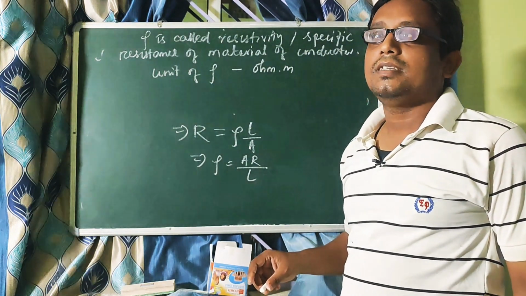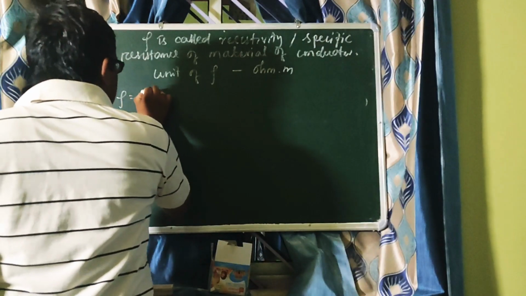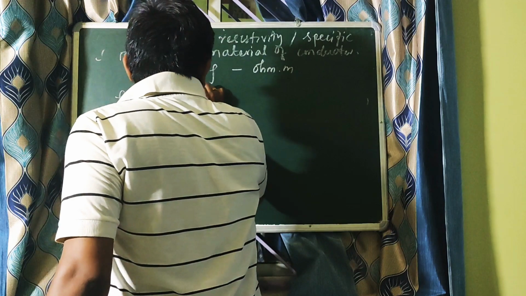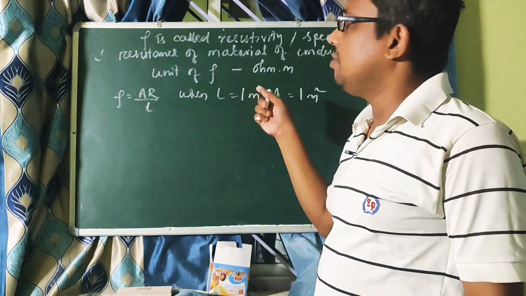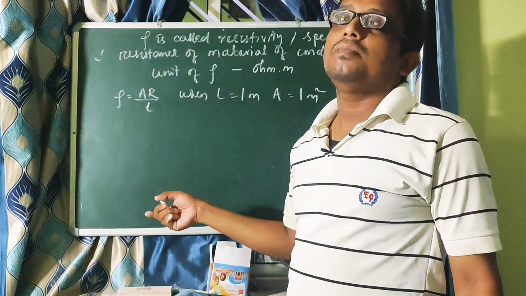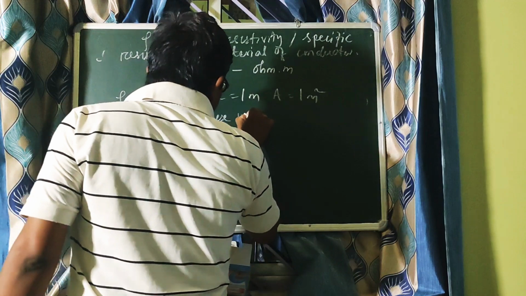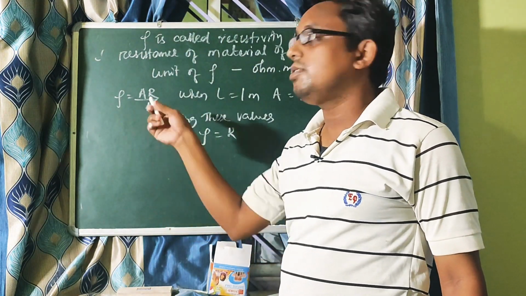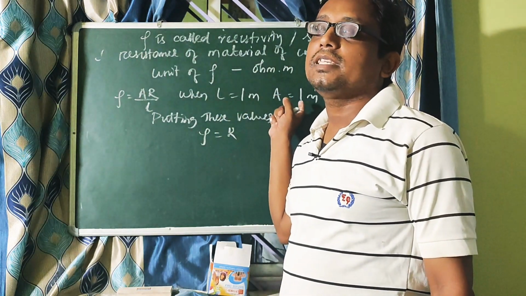Now can we define the resistivity? Just look here. We have rho is equal to AR by L. Suppose we take length as 1 meter and area as 1 meter square. That means we take a conductor of length 1 meter and its area of cross section or thickness will be 1 meter square. So if we put these values, A is 1 and L is 1, what can we write? Rho is equal to R. So in what case is rho equal to R? When the length of the conductor is 1 meter and the area of cross section is 1 meter square.